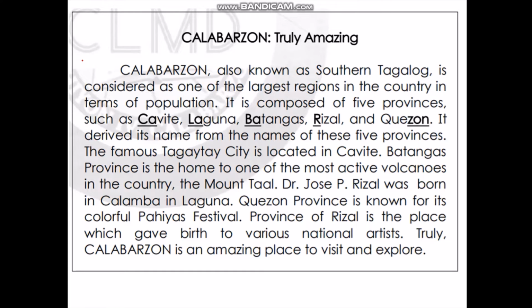Calabarzon, truly amazing. Calabarzon, also known as Southern Tagalog, is considered as one of the largest regions in the country in terms of population. It is composed of 5 provinces, such as Cavite, Laguna, Batangas, Rizal, and Quezon. It derived its name from the names of these 5 provinces. The famous Tagaytay City is located in Cavite. Batangas Province is the home to one of the most active volcanoes in the country, the Mount Taal.